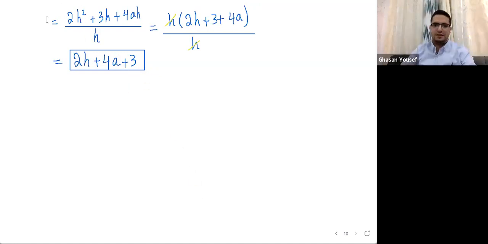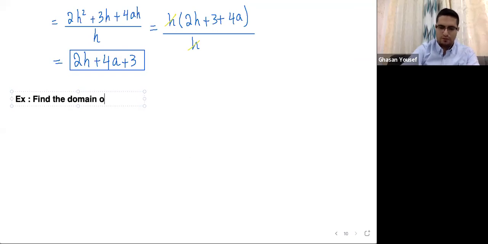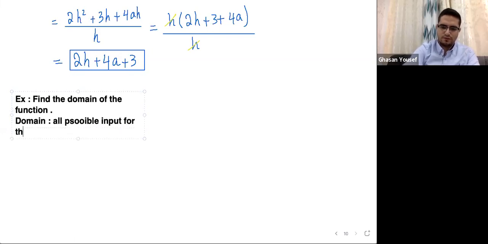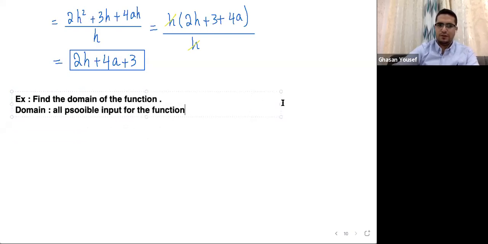The last example in this section is to find the domain of the function. I just want to remind you what the meaning of domain is. Domain means all possible inputs for the function. This is the meaning of the domain. Find the domain of the function.